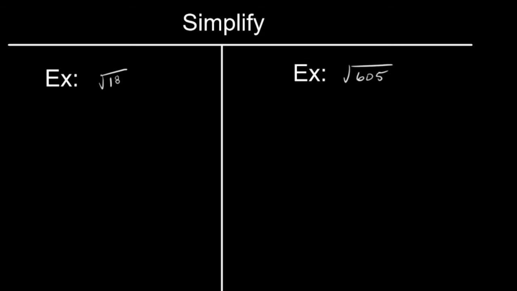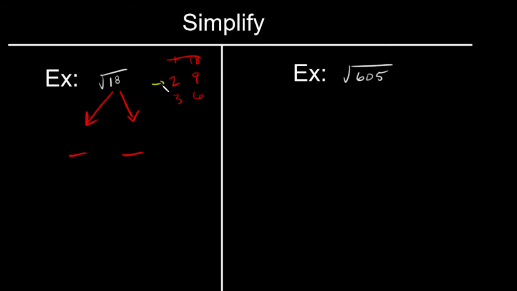So let's try to simplify these expressions here. I'll help you with this one. You want to think of what two factors you can break 18 up into where you know the square root of one of those numbers. 1 and 18 you never want to use, because you don't want to break it into 1. 2 and 9, 3 and 6. So do you know the square root of one of these numbers?